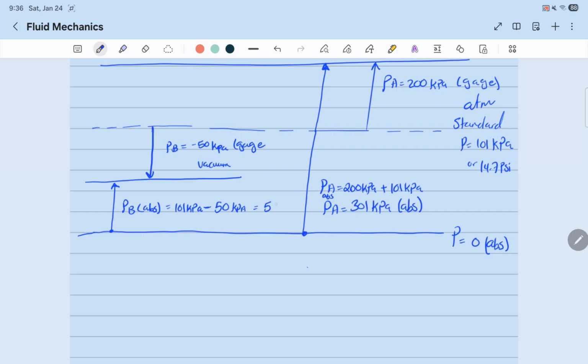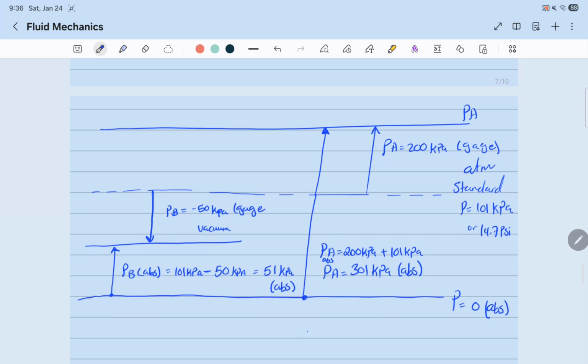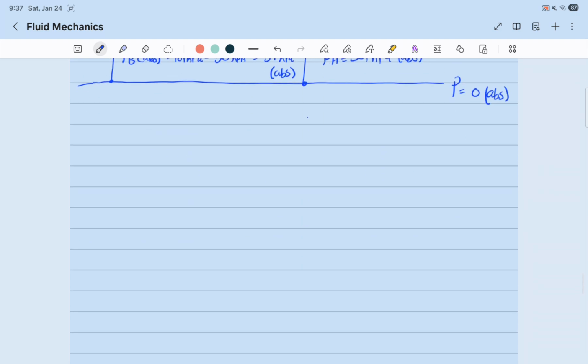We'll get 51 kPa absolute. You have to specify that it's absolute. So I hope this diagram helped explain the difference between absolute and gauge pressure. In short, gauge pressure is the pressure at a certain location at that time, not including the atmosphere, whereas absolute pressure includes the pressure of the atmosphere and the pressure of the item, if that makes sense. Okay, let's move on to an example.